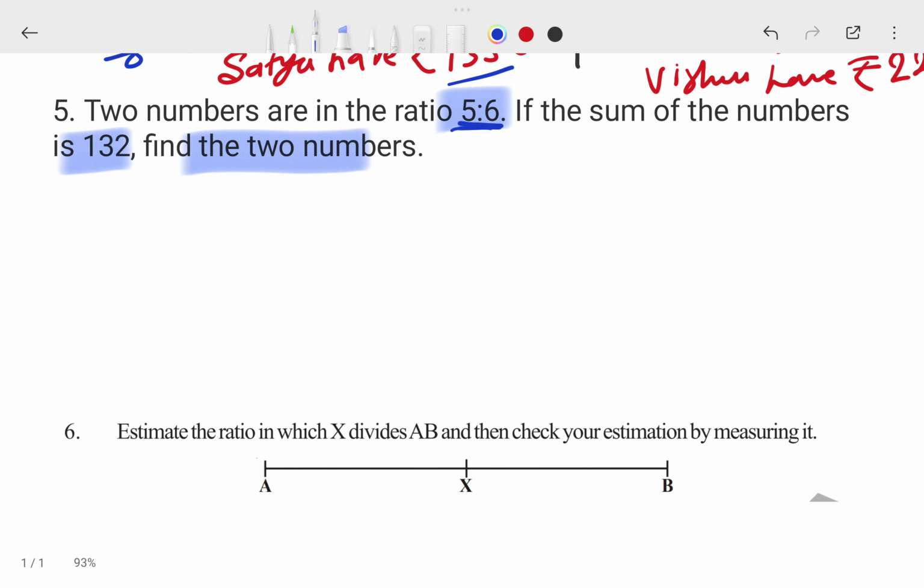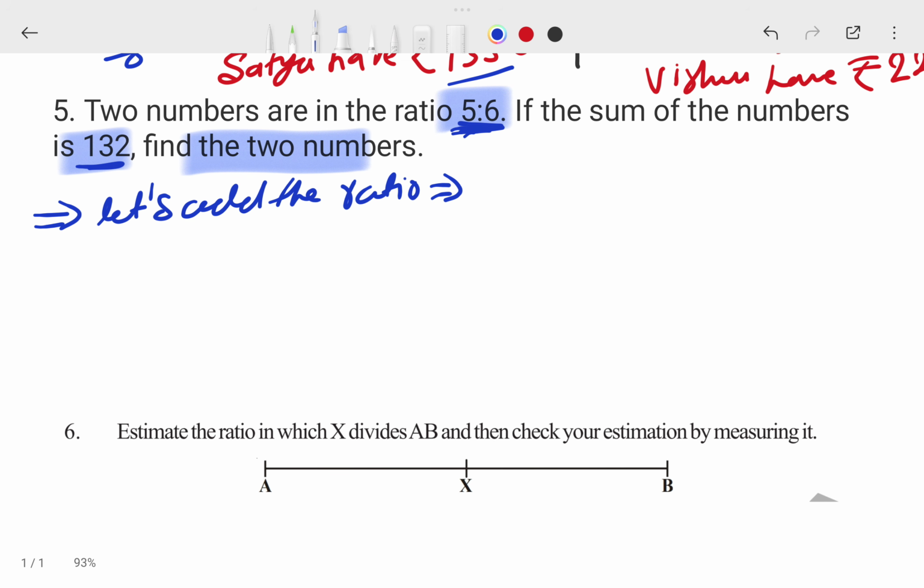Now, there are two numbers and we don't know what they are, but the ratio is given. When you add these two numbers, their sum will be 132. So you have to find these two numbers. How can we find them? It's very simple. Let's add the ratio first.